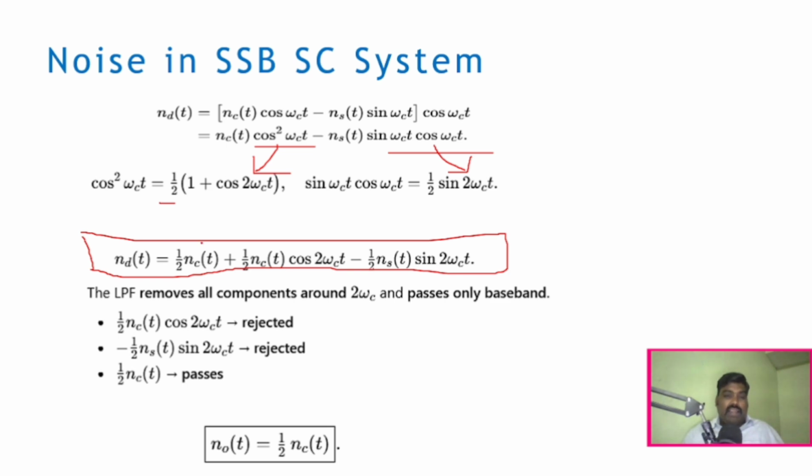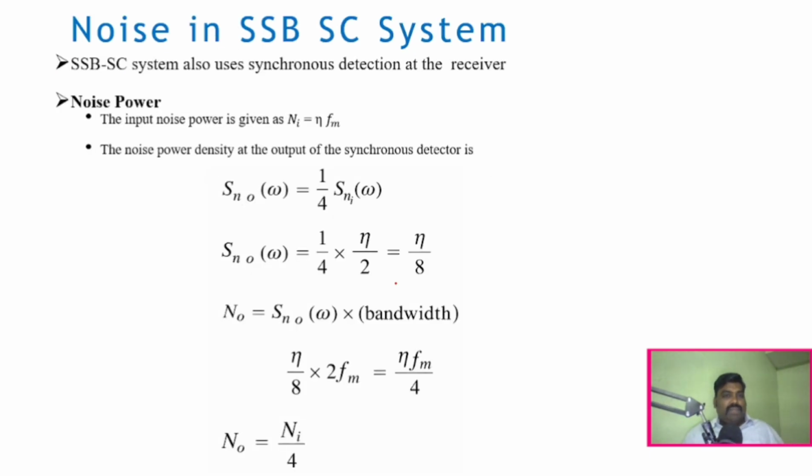This total signal is sent to the low pass filter, where it will remove all the high frequency components. So this term will be removed and this term will be removed. Only the low frequency component will be allowed. Now you can see here the output noise power will be half of the input noise power, n(t) equal to 1 by 2 nc(t). This is the same as DSB-SC.